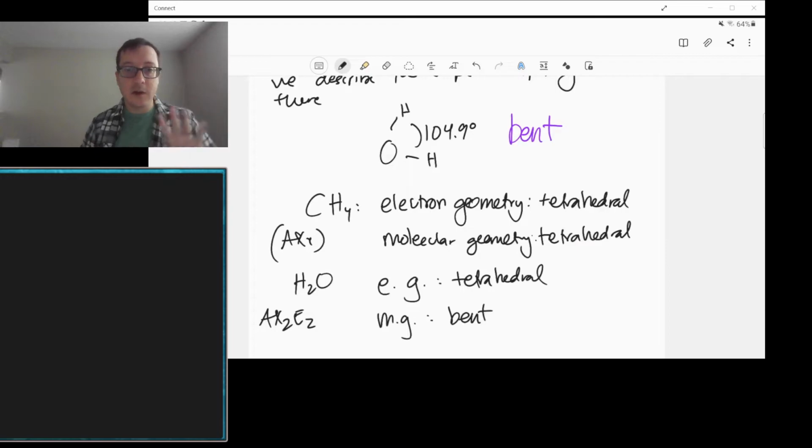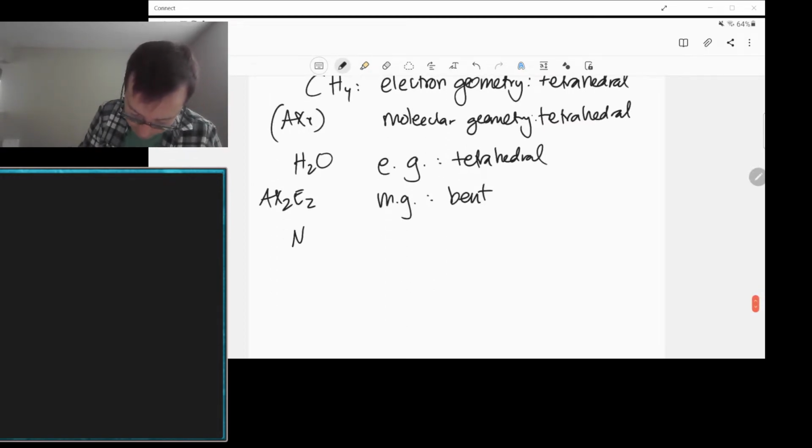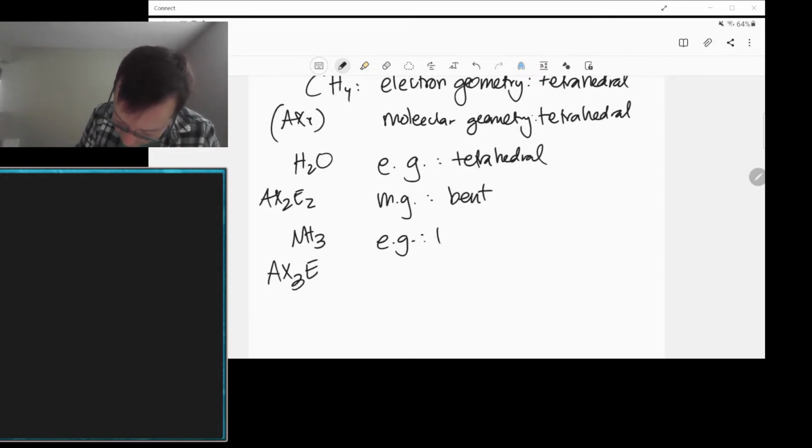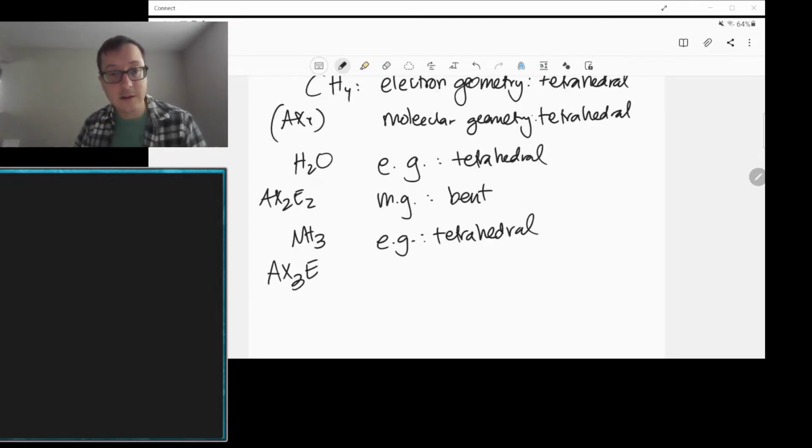All right, and so we'll take a look at that one on Google in a little bit, but I want to do ammonia first. If we consider ammonia, that falls under the category of AX3E. Coordination number X plus E, 3 plus 1, 4. So still electron geometry is tetrahedral here. But let's take a look at what the shape of this is going to be.